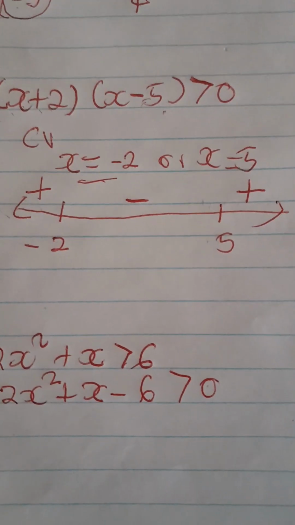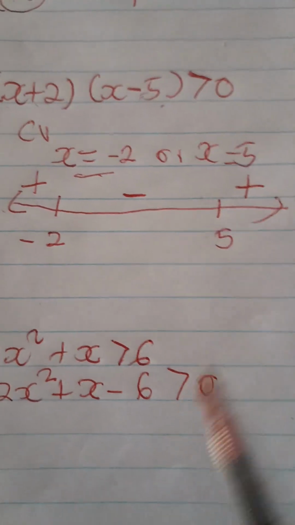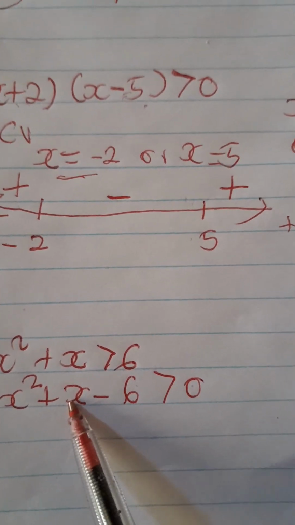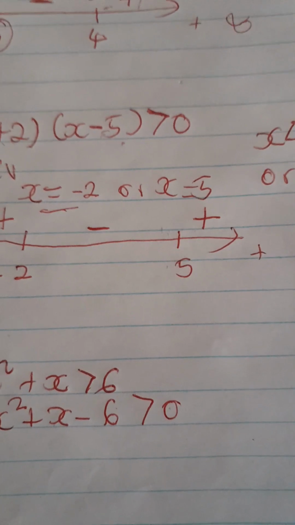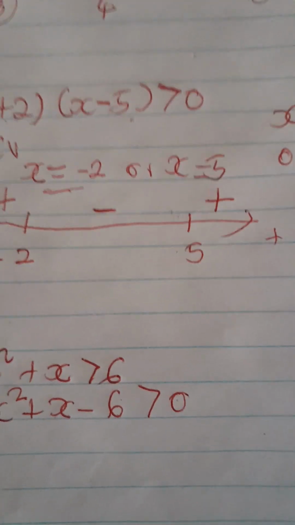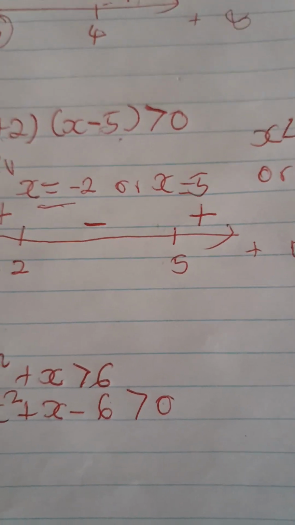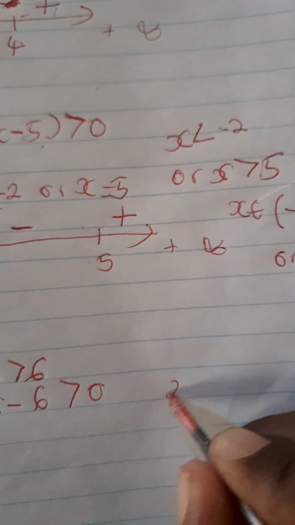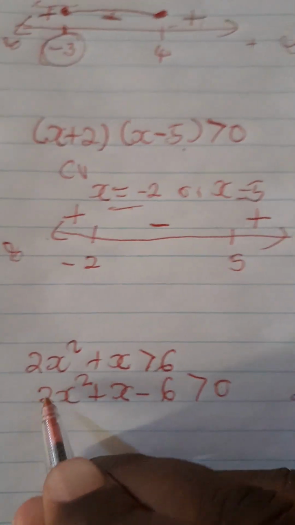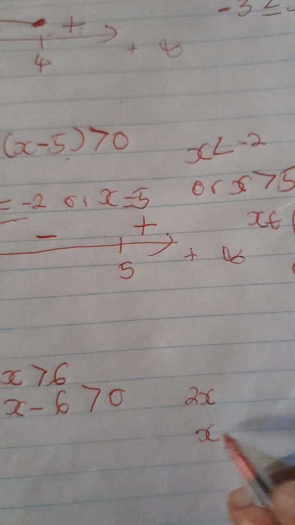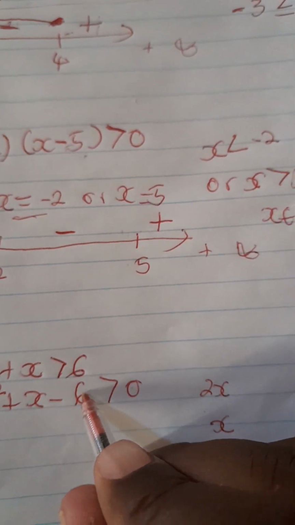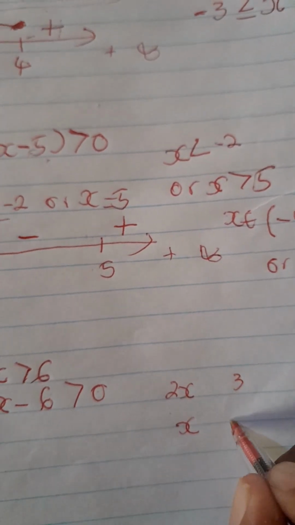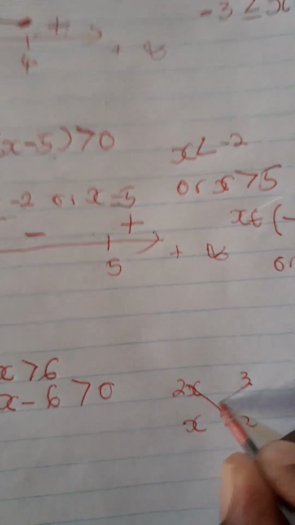Okay, without wasting time, let's see. Does the factors of 6 satisfy the middle term? Definitely, the factors of 6 are 3 times 2, which can satisfy it. Yes, they can. We know that the factors of 2x squared are 2x and x. Factors of 6 are 3 and 2. Let's see whether we are right.